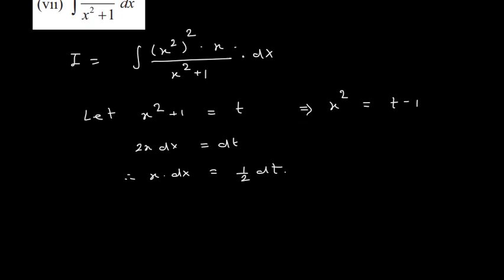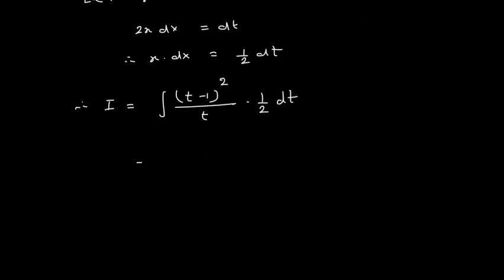So x into dx will become 1 upon 2 dt. x square will become t minus 1. So my integration I is the integration of (t minus 1) the whole square, divided by t, and this is 1 by 2 dt. Now the numerator you can expand easily and divide by t.